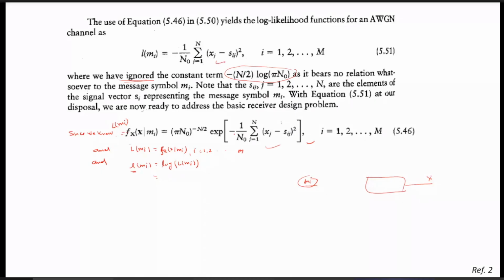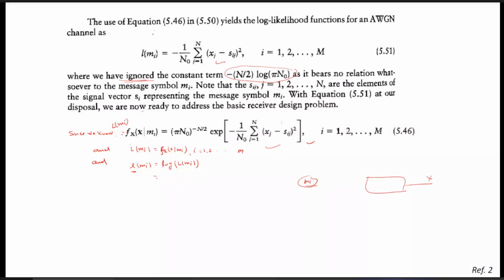This expression will be used in the likelihood functions while defining the maximum likelihood decoding technique. You should remember that it will come out to minus 1 by N0, summation j equals 1 to N, (x_j minus s_ij) whole square. And the other term we have neglected because no message term is involved. But here the message term m_i is involved, because x_j is nothing but s_ij plus w_j, and s_i is related to m_i. So this is the maximum log likelihood function.